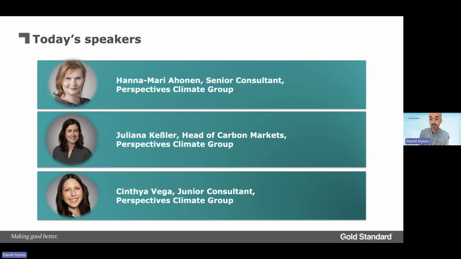Joining her is Juliana Kessler, and she's leading the carbon market work at Perspectives. So she's following the Article 6 negotiations closely over the years, and she's currently running several projects aimed at enhancing the readiness for Article 6 and also contributing towards setting up the Paris Agreement crediting mechanism, Article 6.4, which we'll hear much more about today. And finally, we have Cynthia Vega, who's a junior expert at Perspectives and who is working on operationalization of Article 6 at the national level, capacity building, and designing Article 6 activities. So we are in very knowledgeable and capable hands.